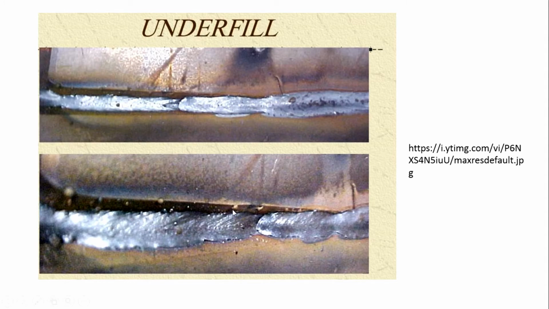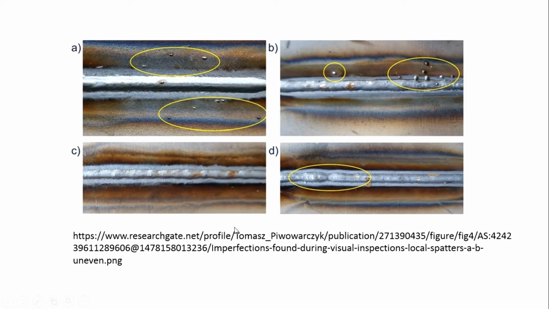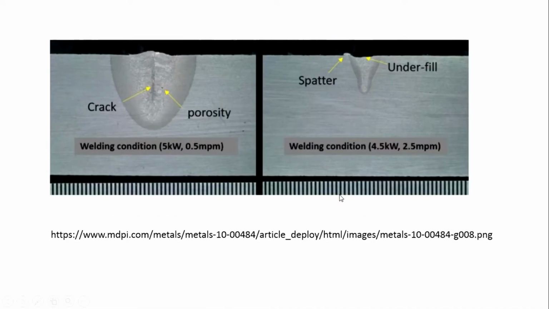You can see underfill, and spatters are marked over here, and the bead is not that uniform. Here it is uniform, but here there is a shortage of material, that is also not good. Porosity, you can see one small crack, it has propagated over here. You can see some spatter and some underfill. So these things are repeatedly happening.